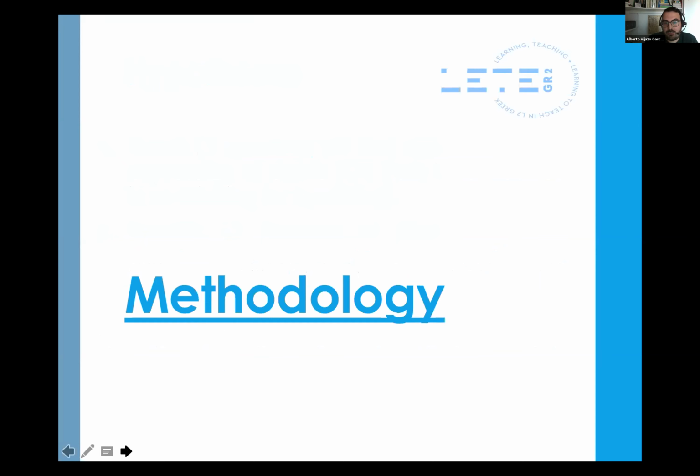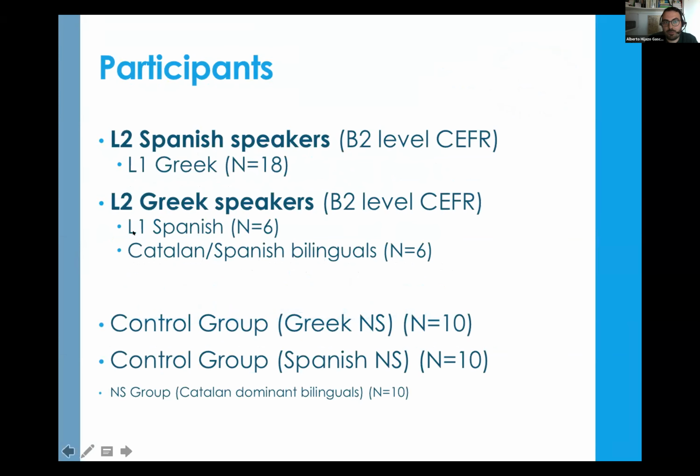And our methodology is the following. So we have 18 Greek learners of Spanish. They had a B2 level of proficiency. It was very important, of course, that they had all the same level of proficiency, so that we could make claims about their transfer or their cross-linguistic influence.